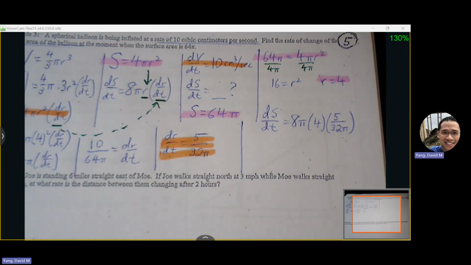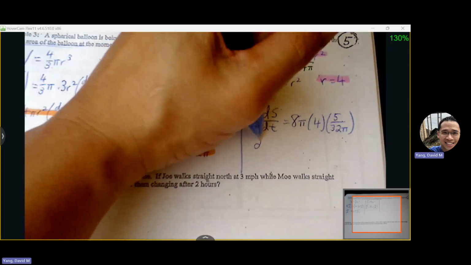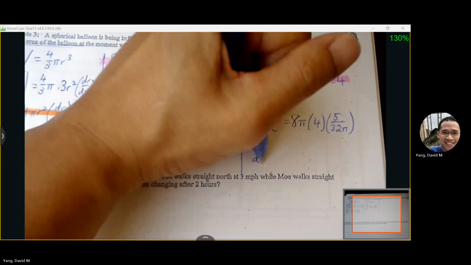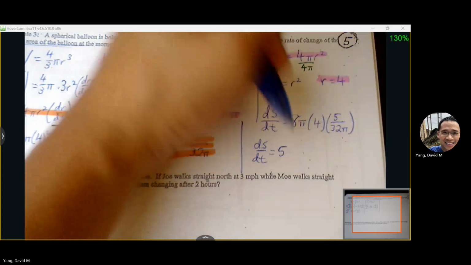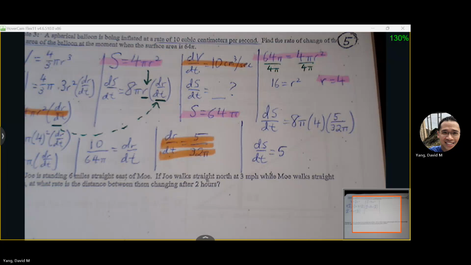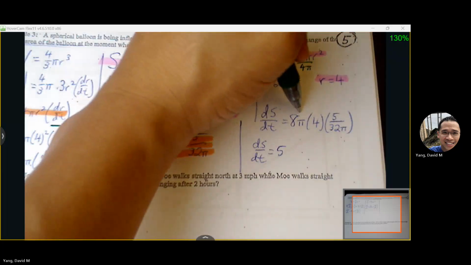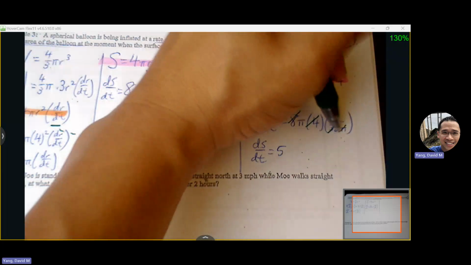Okay, 8 times 4 is 32. 32 and 32 will cancel out, numerator and denominator. The pi's also cancel out. I have a pi up top, a pi below. And now I'm left with dS/dt is equal to 5.